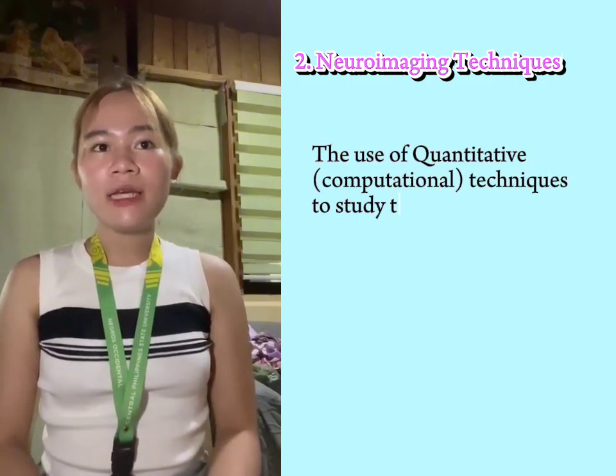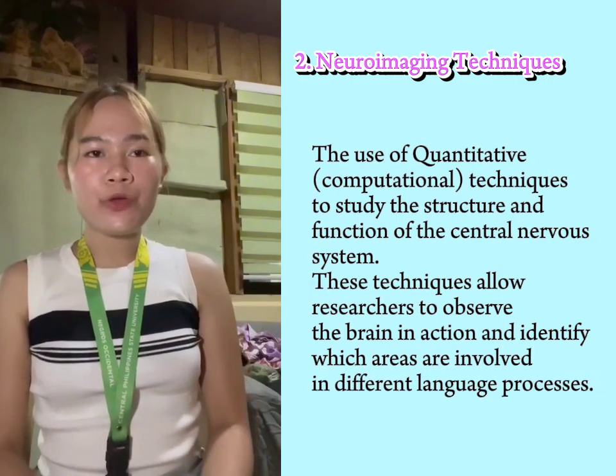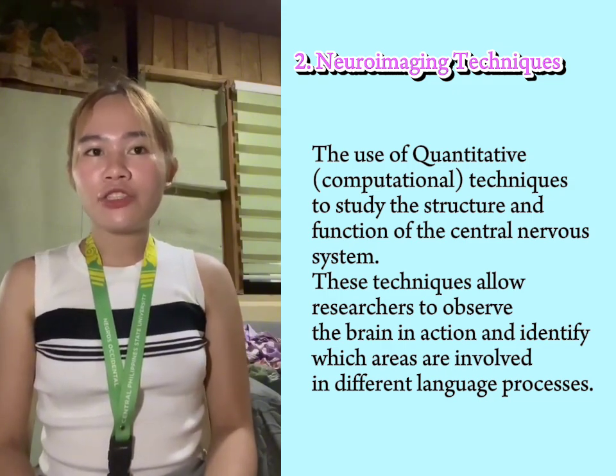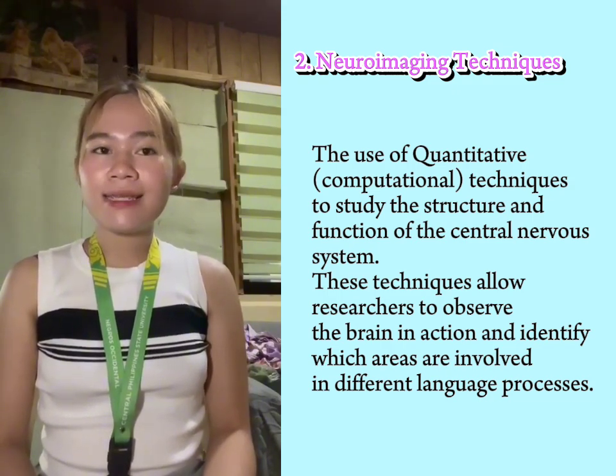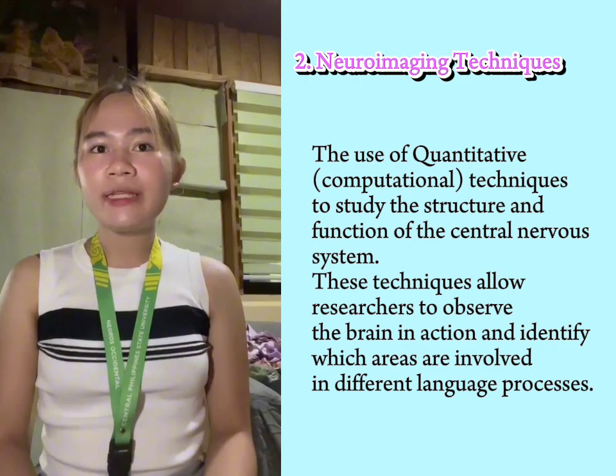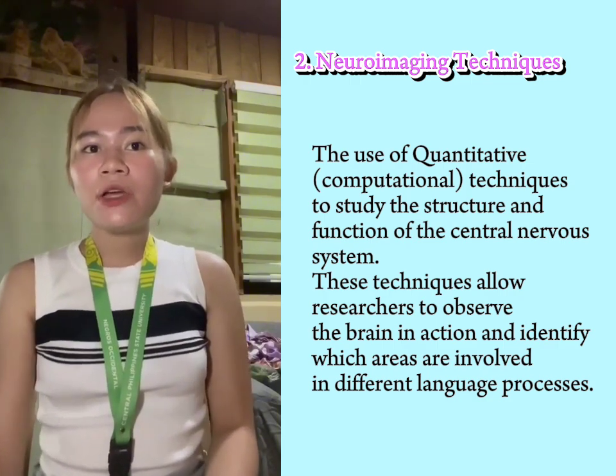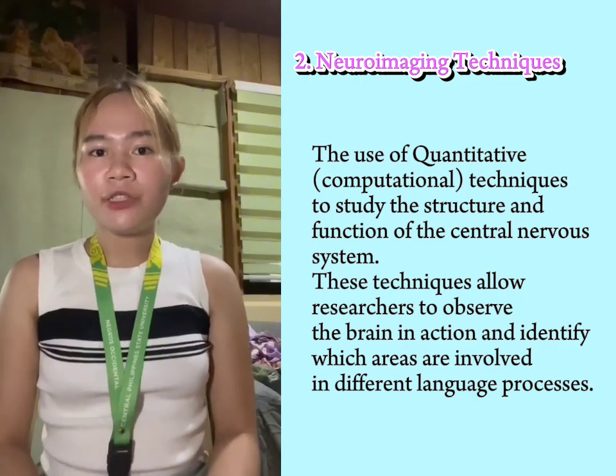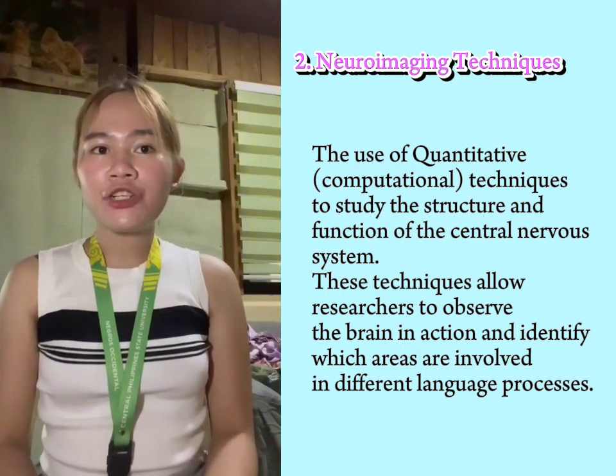My topic is all about neuroimaging techniques. So neuroimaging is the use of quantitative or computational techniques to study the structure and function of the central nervous system. Neuroimaging techniques allow us to create images of brain structure. Moreover, they can measure the activity in different sites of the brain. So the purpose of these techniques is to create maps of either brain structure or brain activity.